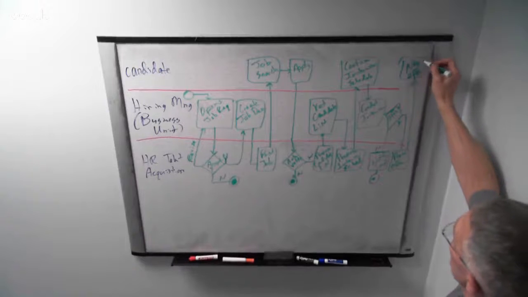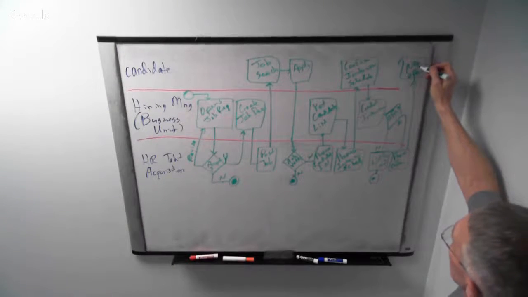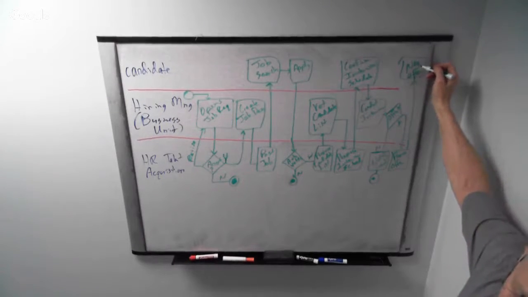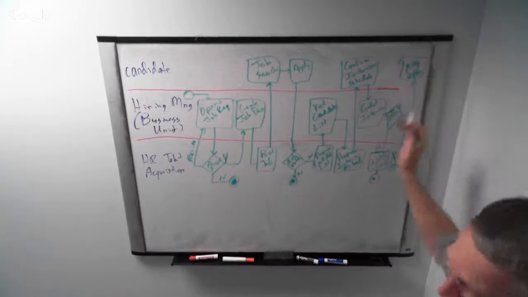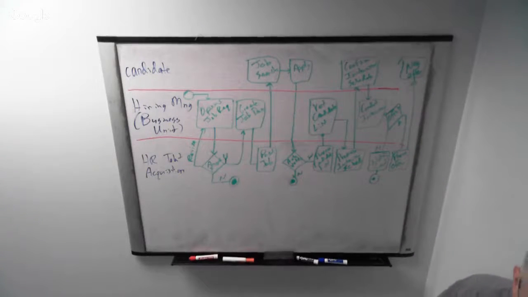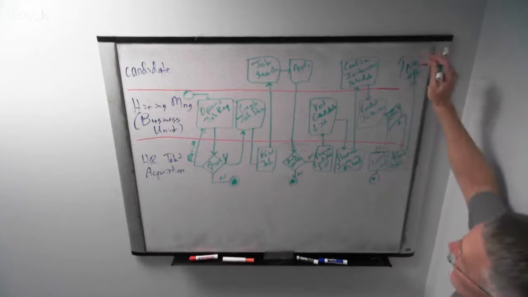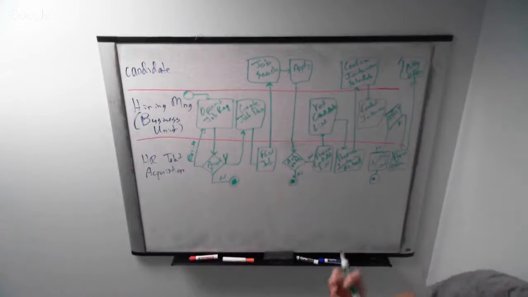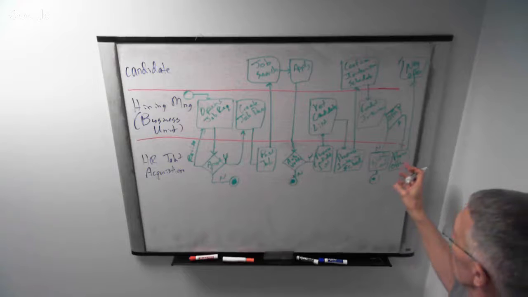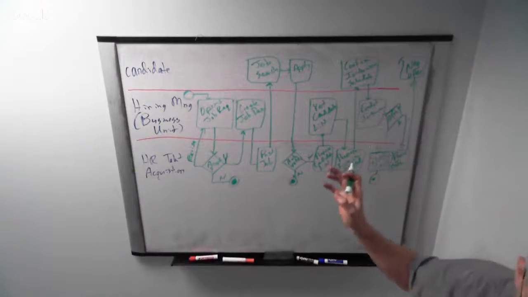Okay, so this person can either accept or reject the offer. We don't have enough room to put this in here, but we need another diamond in there, because the candidate can terminate it and say, I don't want it, or the hiring manager can terminate it and say, I don't want it.